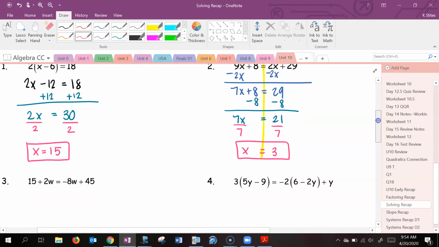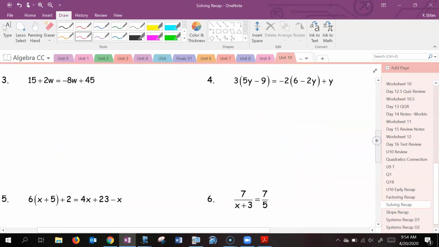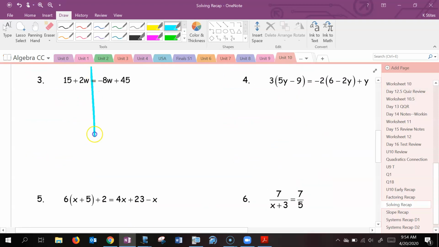All right, let's make it a little more complicated. Number 3, we still have variables on both sides. However, this time we have a negative 8w. It is our smaller variable since it's negative. To move it, I will have to add 8w to both sides. And notice I'm lining it up underneath the other w because they're like terms. Bring down your 15. 2w plus 8w is 10w equals 45.